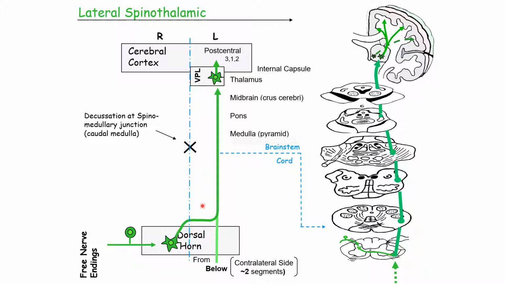and then stays in a lateral position all the way through the spinal cord, through the brainstem, synapses in the thalamus on the 3rd order cell, and the 3rd order cell travels through the internal capsule up to the postcentral gyrus, Brodmann areas 3, 1, and 2.